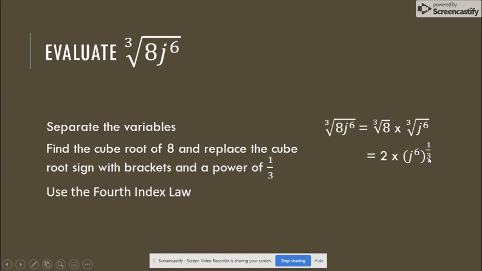Now we do our fourth index law, which means 6 times a third. 6 times 1 is 6, divided by 3 gives us 2. So now we've got 2 times j to the power of 2, and then we simplify it, which gives you 2j squared. It will really be a good idea to write these steps down, even go over the video again, and try it out.